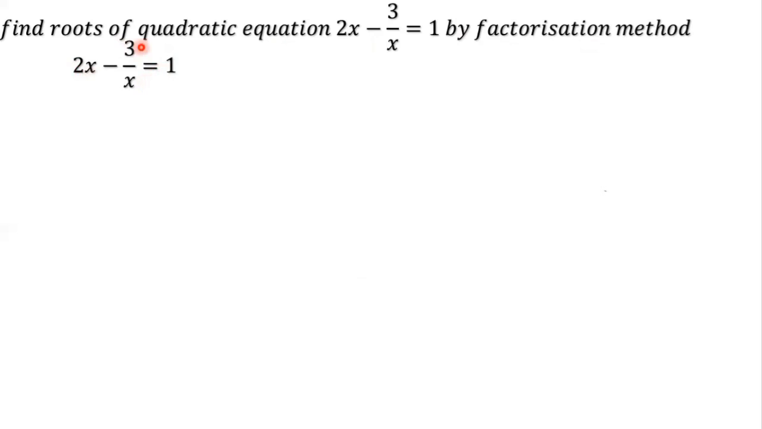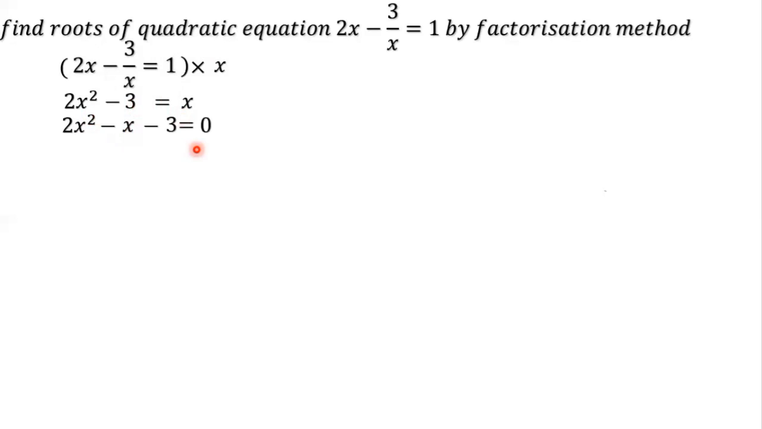To bring it to the standard form, look at the second term, there we have x in the denominator. We have to remove that first. To remove x which is there in the denominator, multiply all the terms by x. Multiply the whole equation by x, that is to remove the denominator x. Now 2x into x is 2x square, minus 3 by x into x is 3, is equal to 1x. Now write in the standard form: 2x square minus x minus 3 is equal to 0.